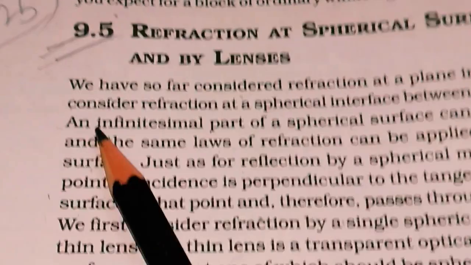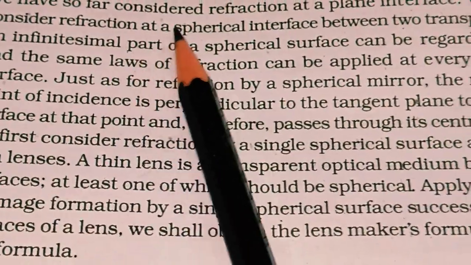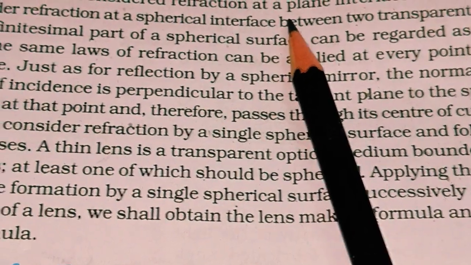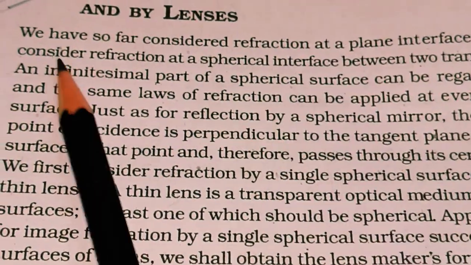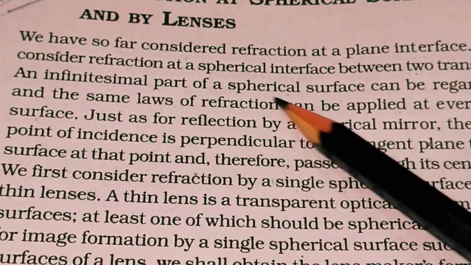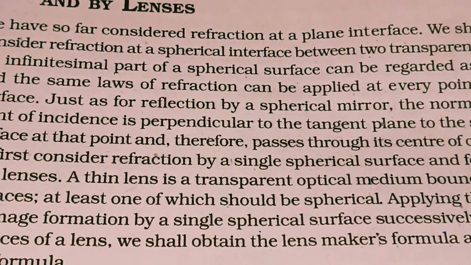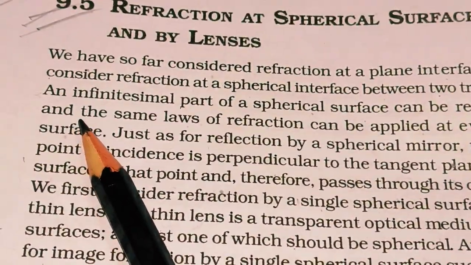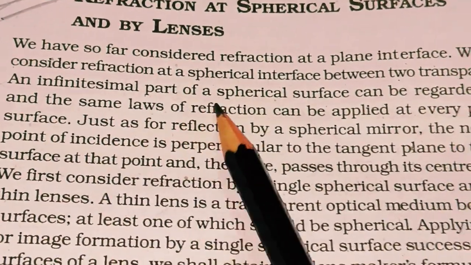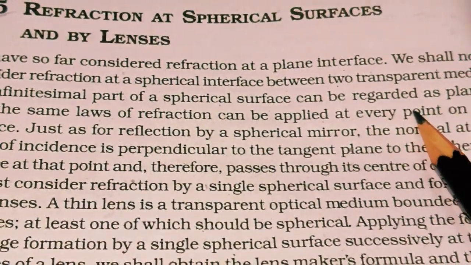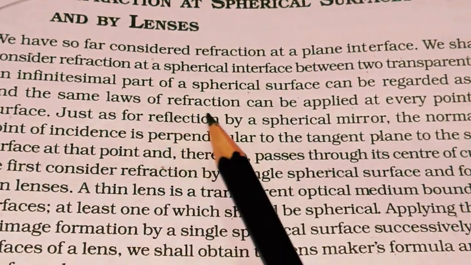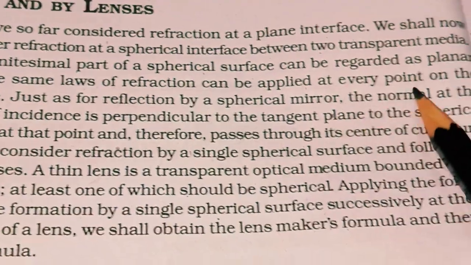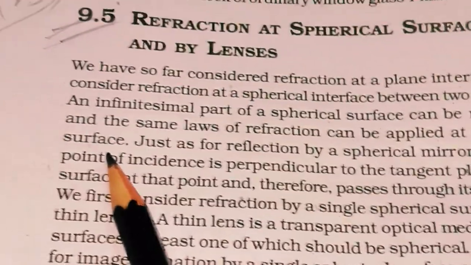We have so far considered refraction at a plane interface. We shall now consider refraction at a spherical interface between two transparent media. An infinitesimally small part of the spherical surface can be regarded as planar, and the same laws of refraction can be applied at every point on the surface.